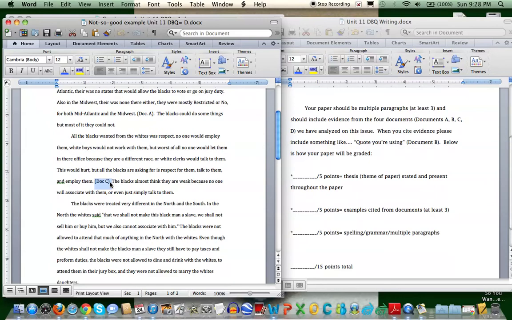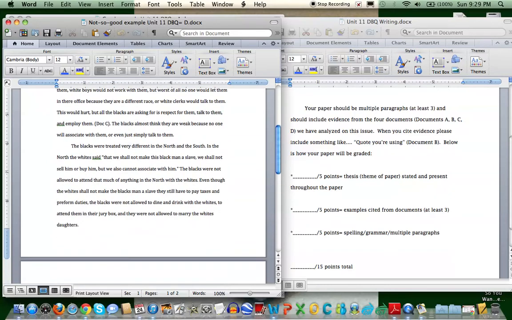So again, using the documents, and clearly this person has an idea of what's happening here, but not a full understanding. "The blacks almost think they are weak because no one will associate with them or even just simply talk to them." Again, if you're going to use this, great. I can tell this person has an understanding of what's going on, but really show me that you know by talking more in depth about it.